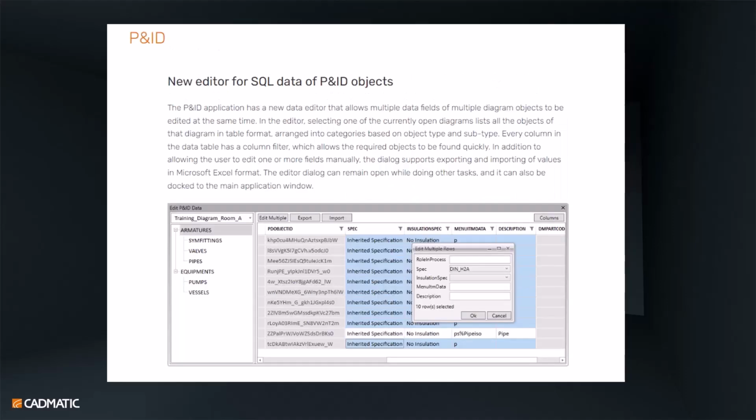Another feature of the P&ID application is a new data editor that allows multiple data fields of multiple diagram objects to be edited at the same time. The dialog supports exporting and importing of values in Microsoft Excel format. The editor dialog can remain open while doing other tasks, and it can also be docked to the main application window.